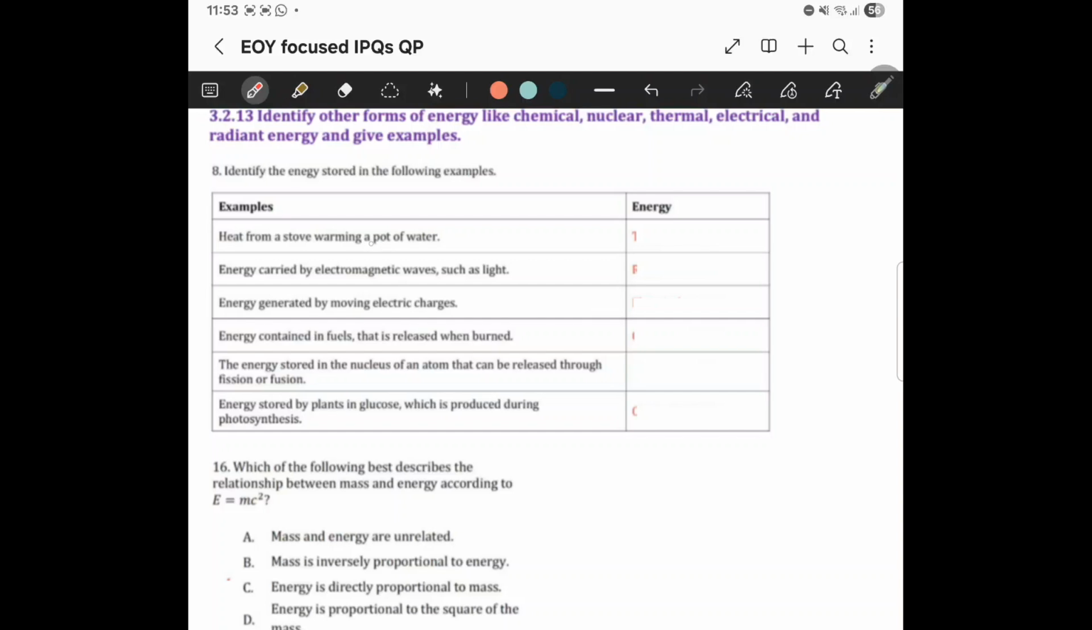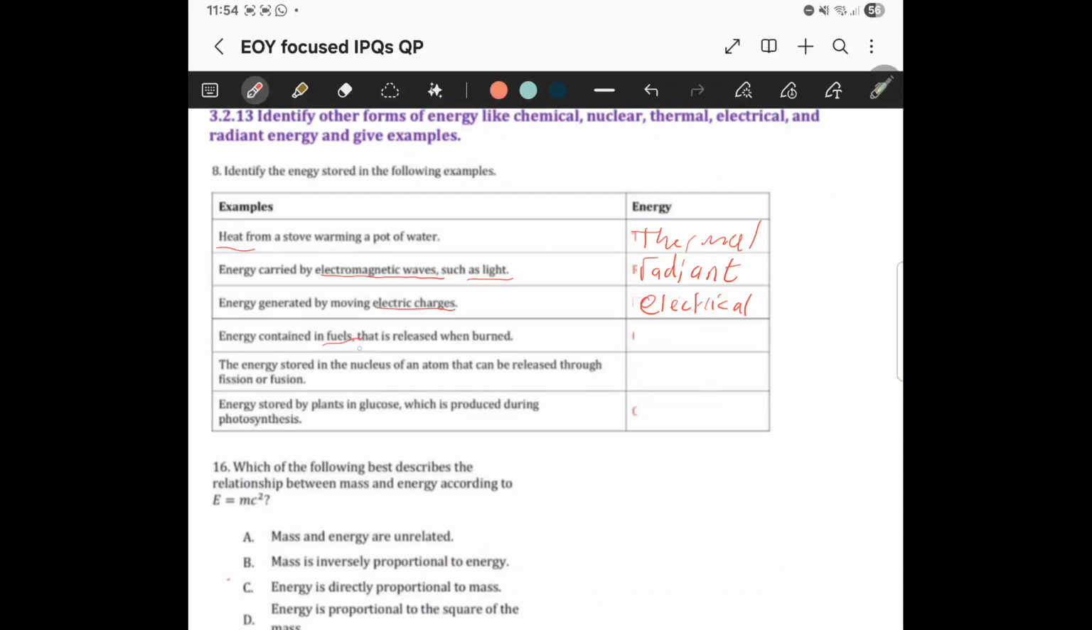Heat from a stove warming a pot of water. Heat is simply thermal energy. Energy by electromagnetic waves such as light. So that's basically radiation. Electromagnetic radiation. Light, X-rays, gamma rays, whatever it is, it's all radiation. So radiation, we call that radiant energy. Energy by moving electric charges. Well, there's a clue right there in the word electric. It's literally called electric energy. Electric energy, or electrical to be precise.